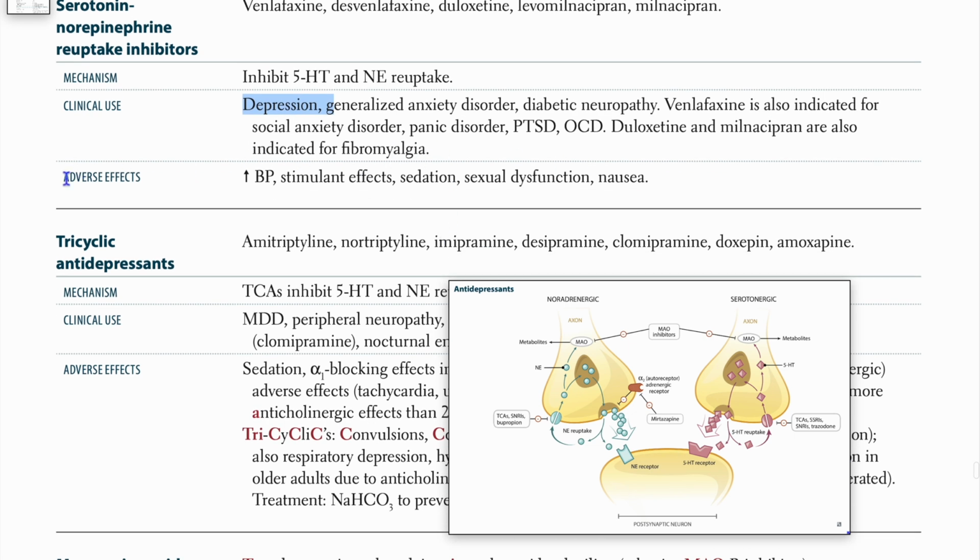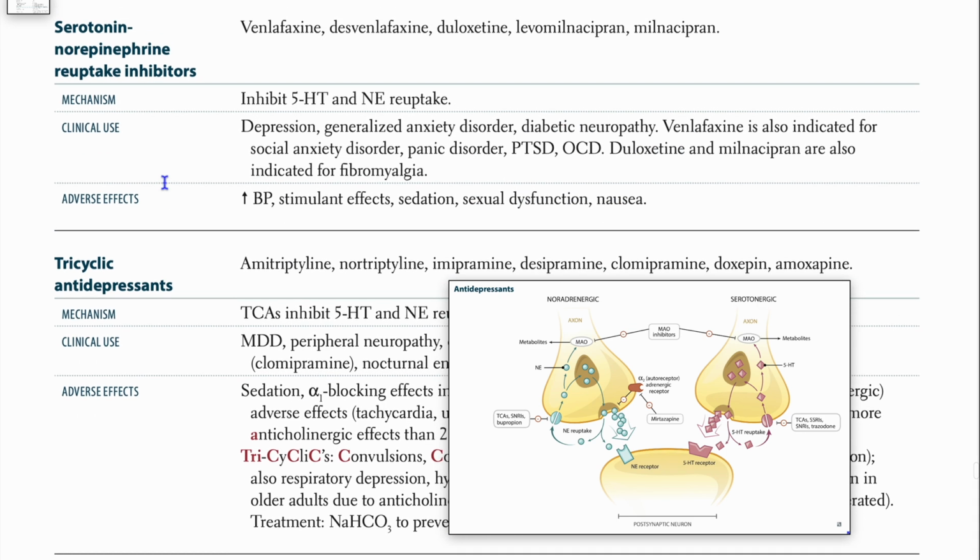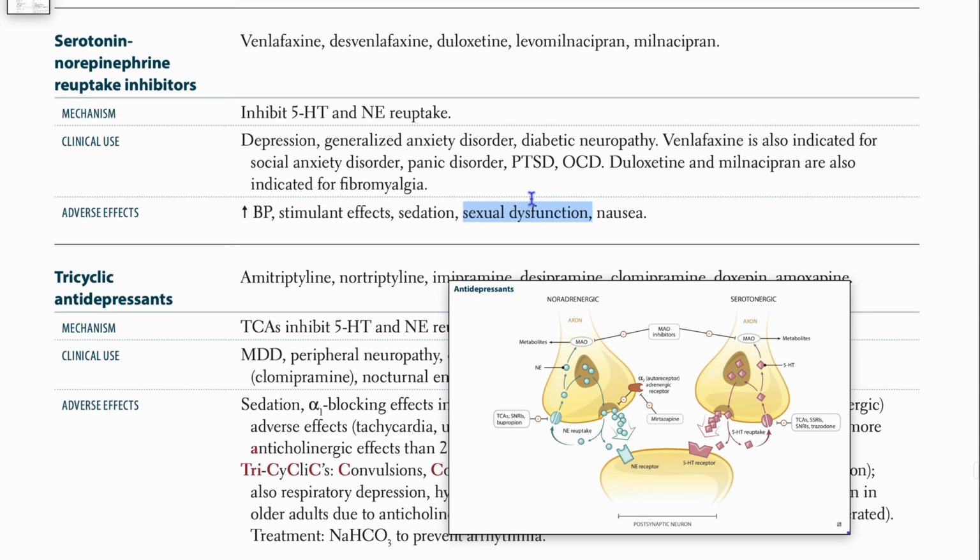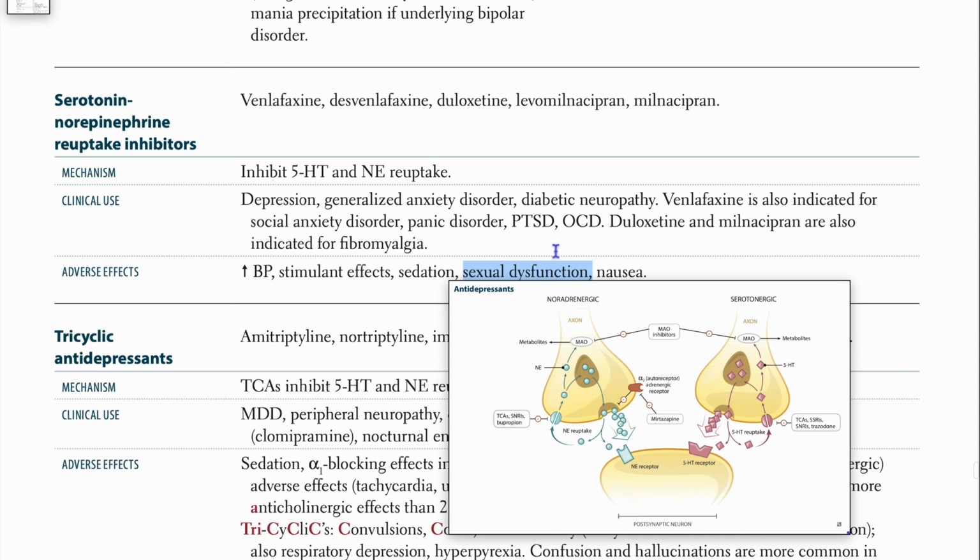Adverse effects: increase in blood pressure, stimulant effects, sedation, sexual dysfunction, and nausea. I guess this one is pretty obvious, right? So remember that one. So sexual dysfunction: if a person comes in with a complaint of erectile dysfunction and he's taking any one of these, that could be the culprit.